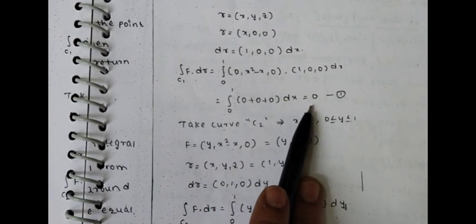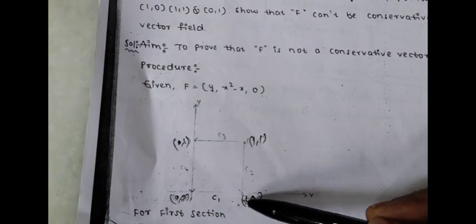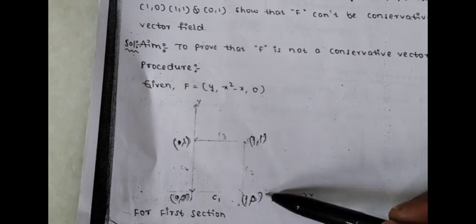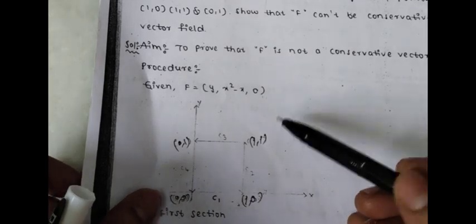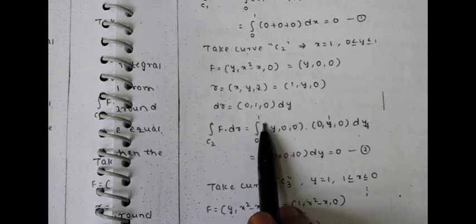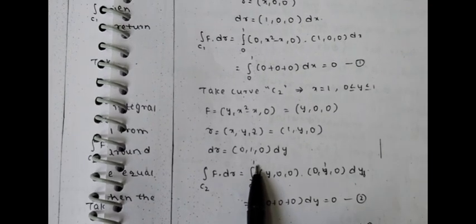In the same way we need to find it for the second curve. What is the second curve? See here, the equation for the second curve is x equals 1, and the y limits are from 0 to 1. So for the curve C2, the y limits are from 0 to 1, and you need to convert all those terms in terms of y.